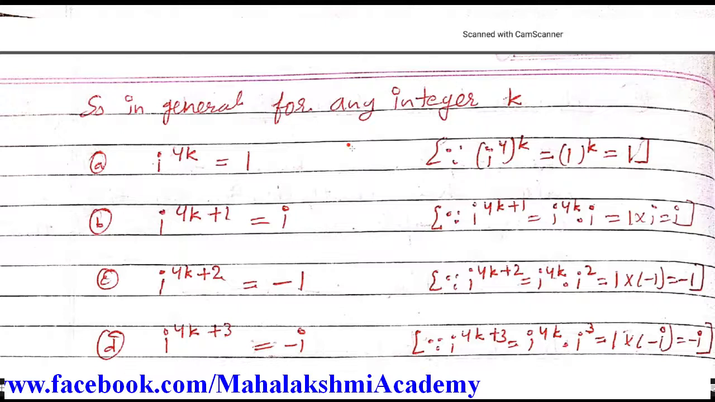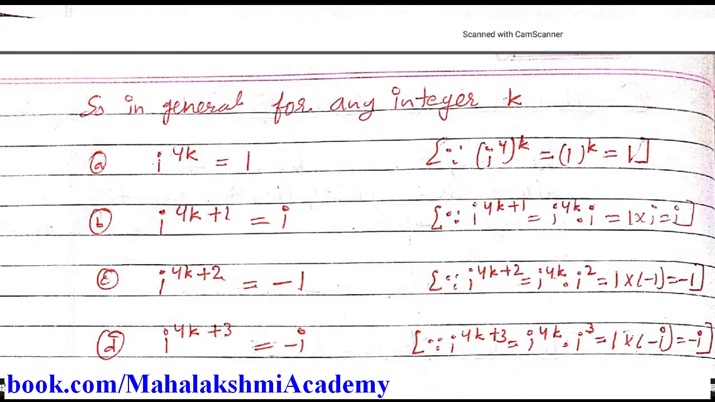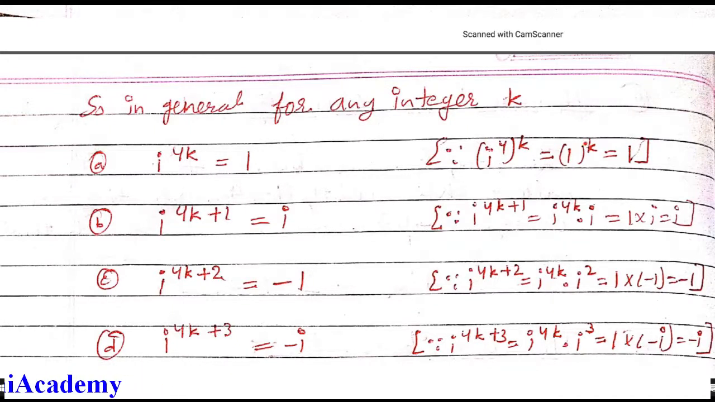So 4k we can write as iota to the power 4 and whole to the power k, and iota to the power 4 is what? 1, and 1 to the power any number is going to be only 1. So iota power 4k is 1. I hope it's clear to you. We have to split the powers like this and then put in the values.